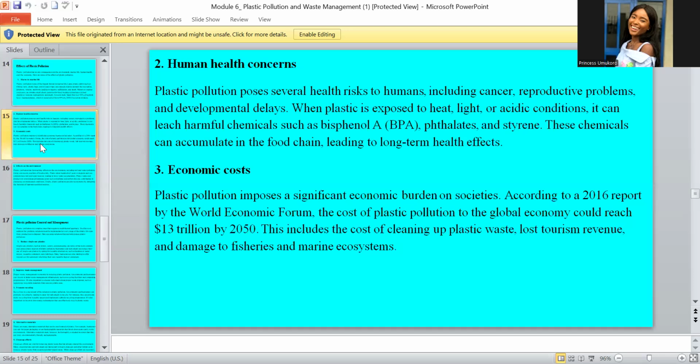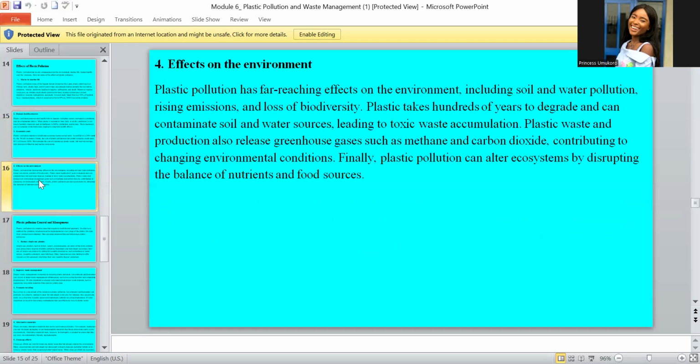Number three, economic cost. Plastic pollution imposes a significant economic burden on societies. According to a 2016 report by the World Economic Forum, the cost of plastic pollution to the global economy could reach 13 trillion by 2050. This includes the cost of cleaning up plastic waste, lost tourism revenue, and damage to fisheries and ecosystems.